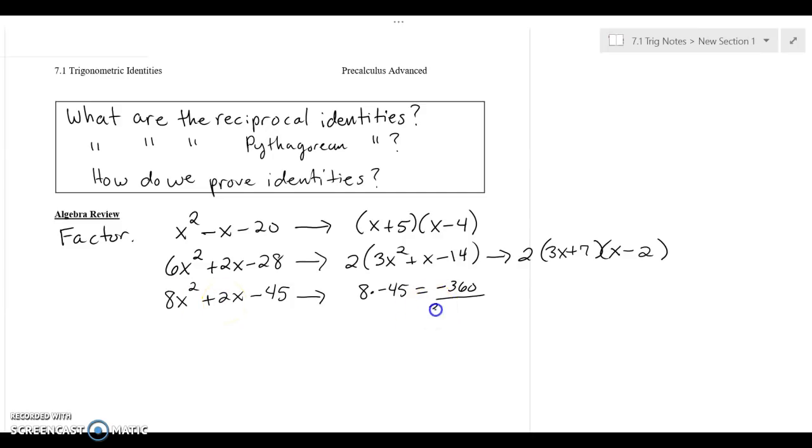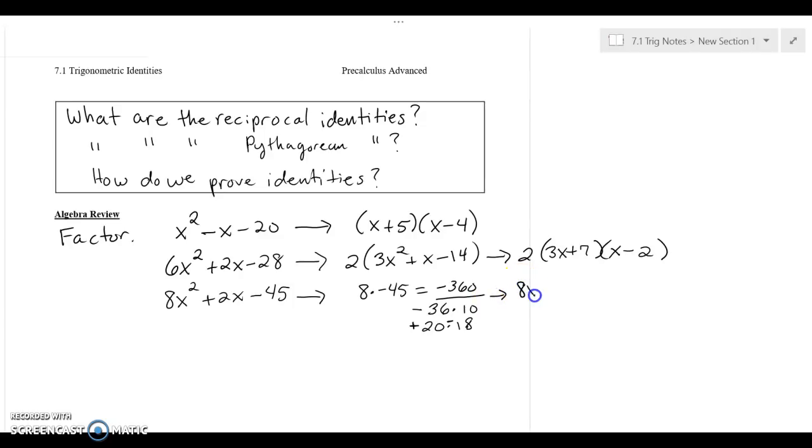So like you might think 36 and 10, negative 36 and 10 would make negative 360, but they would not add to positive 2. So then you keep trying some other factors. 20 and 18 are obvious answers. And if you put a negative in front of the 20, negative 20 and 18 doesn't make positive 2. But positive 20 and negative 18 does make positive 2. So those are the factors you're going to use.